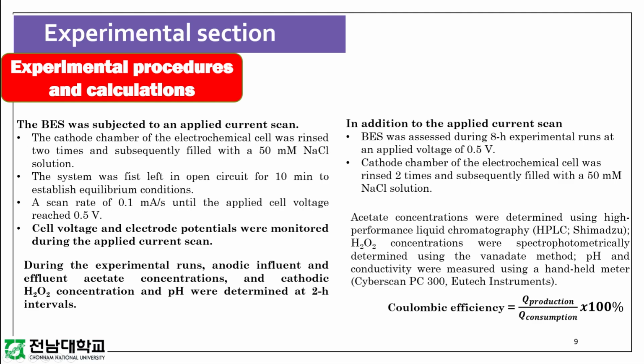Hydrogen peroxide concentrations were spectrophotometrically determined using the vanadate method. pH and conductivity were measured using a handheld meter. The Coulombic efficiency is calculated by the charge of production divided by charge of consumption multiplied by 100%.